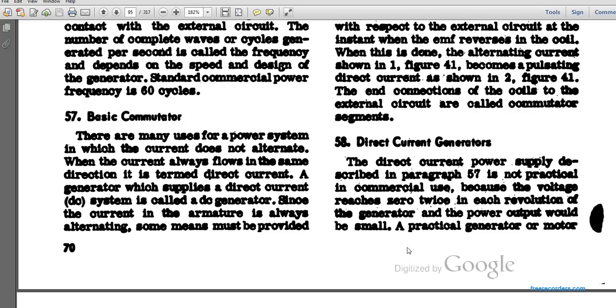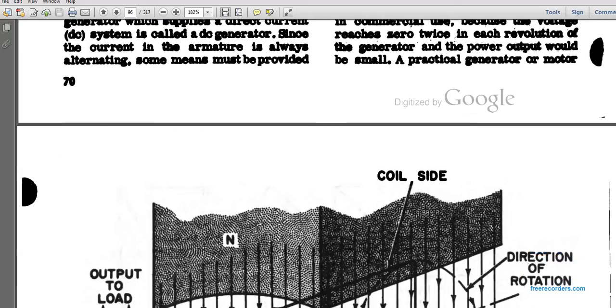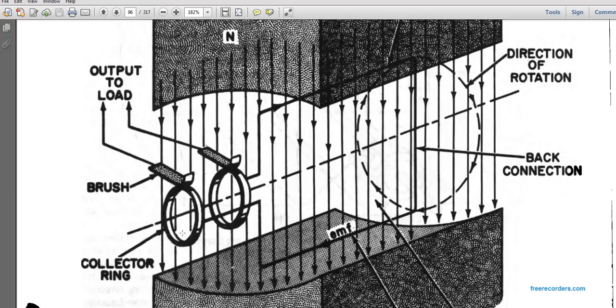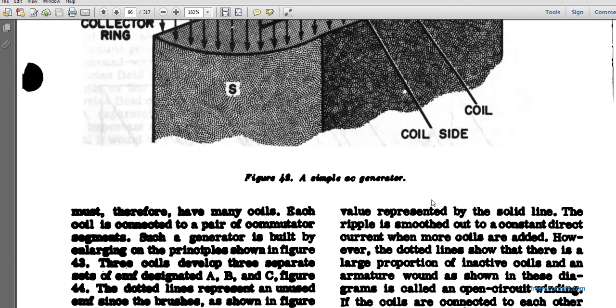58. Direct current generator. The direct current generator supply described in paragraph 57 is not practicable for commercial use, because the voltage reaches 0 twice in each revolution of the generator. The power output would be small. Practical generator or motor. This shows the coil connected to the load by the brushes and the collector rings, which actually act as the commutator, which changes the direction of the flow, the direction of the rotation, and the back connection of the EMF in the coil and side.